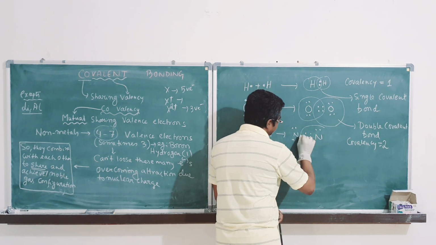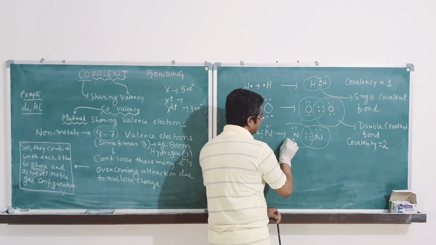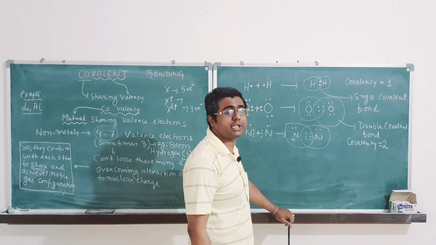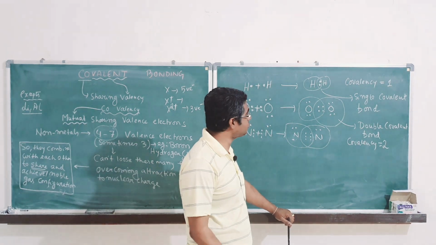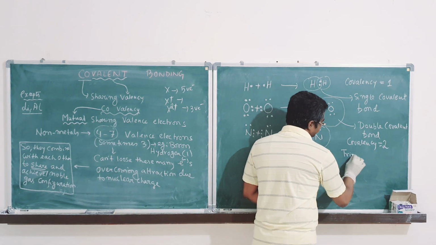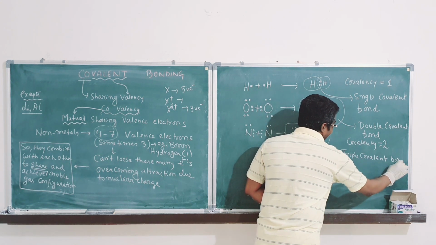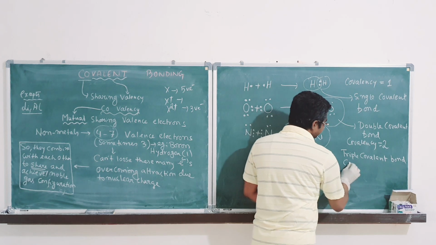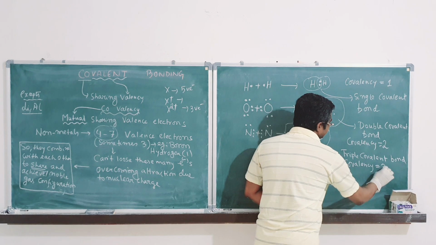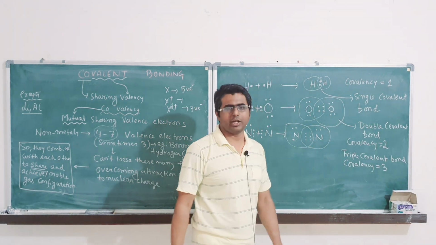So if you see this nitrogen now, it is having 8 electrons, right? 6 plus 2. This nitrogen is also having 8 electrons. How many electrons had participated in this covalent bonding? We can see 6 electrons had total participation in this covalent bonding. So it will be triple covalent bond. And what is the covalency? Covalency is 3, because one nitrogen has contributed 3 electrons in this covalent bond. Clear guys?